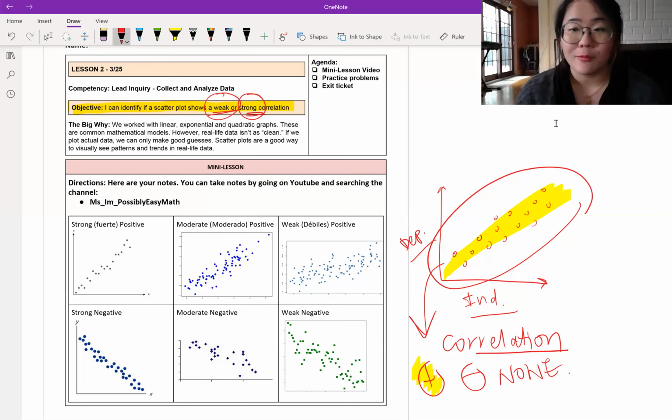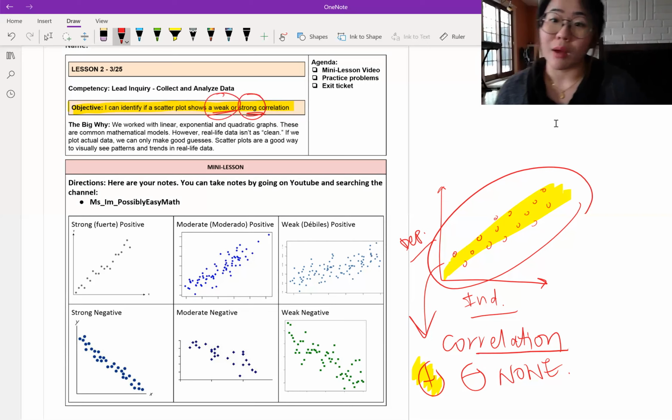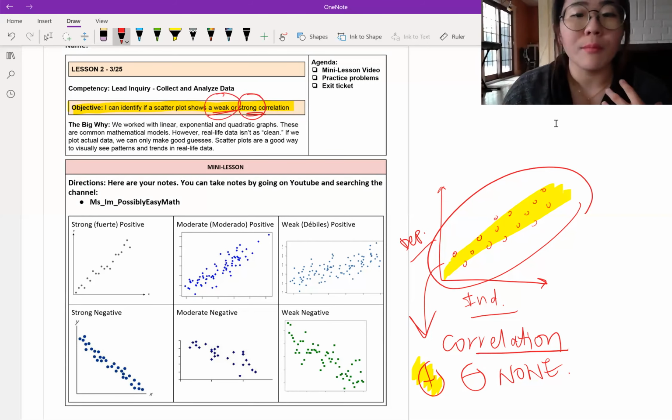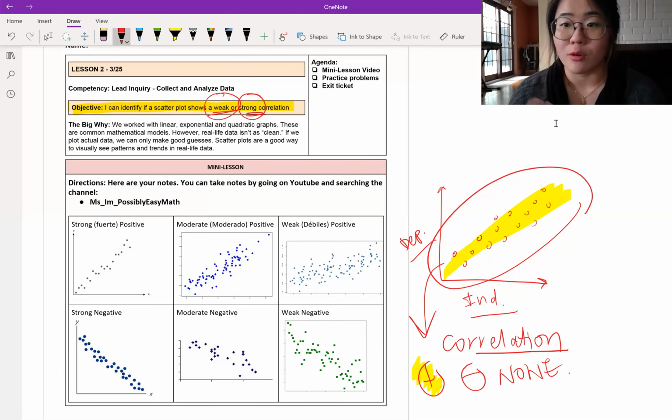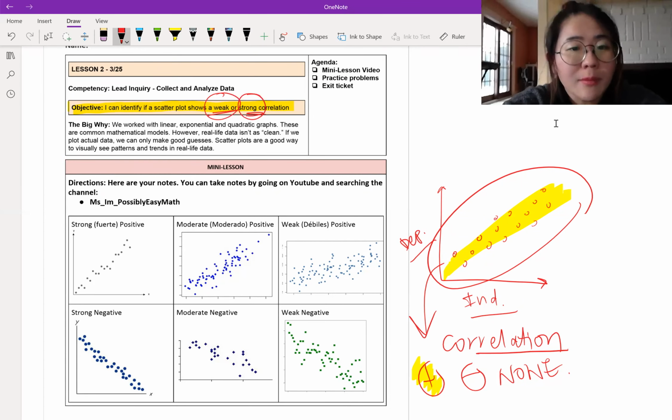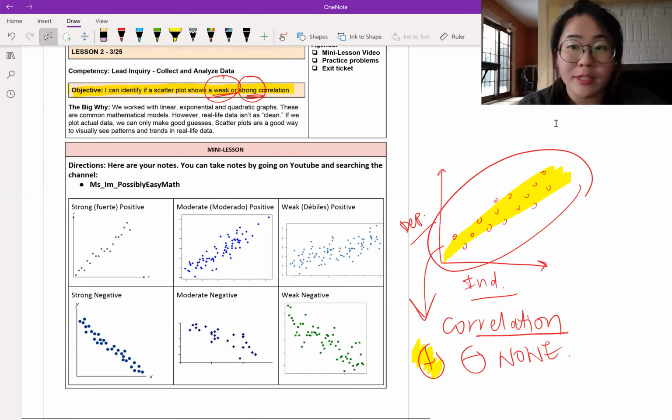Now, that's a lot of information from the get-go. Let me just show you what that looks like. And then as we go through some practice problems, that should help you understand a little bit more of what I mean when I talk about strong or weak relationship or correlation. So take a moment to look on the first page. Please refer back to this whenever you're doing your practice problems.